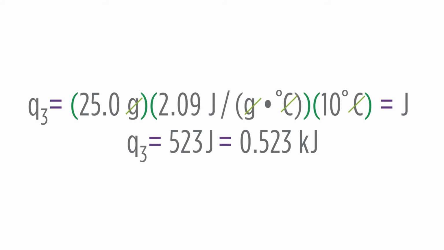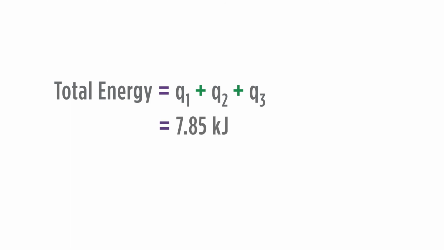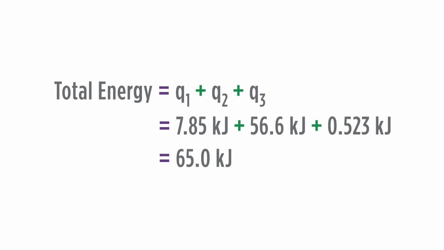Now we have the 3 separate steps of the heating process, or how much energy has gone into the system. So we just have to add them up together. So total energy is going to be Q of the first step plus Q of the second step plus Q of the third step. That gives us 7.85 kilojoules plus 56.6 kilojoules plus 0.523 kilojoules. Therefore, our total energy is going to be 65.0 kilojoules.